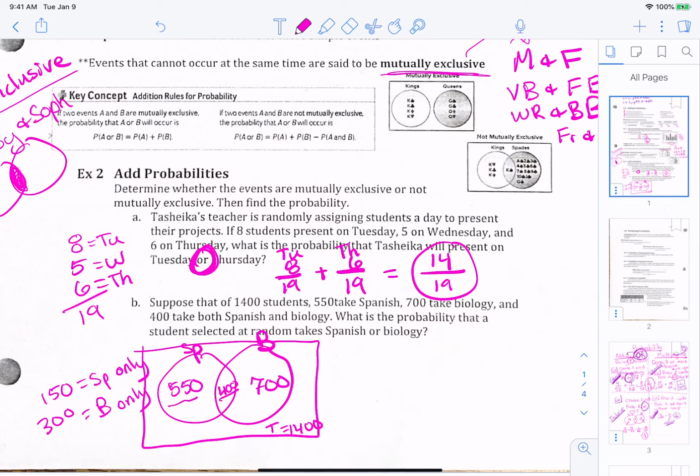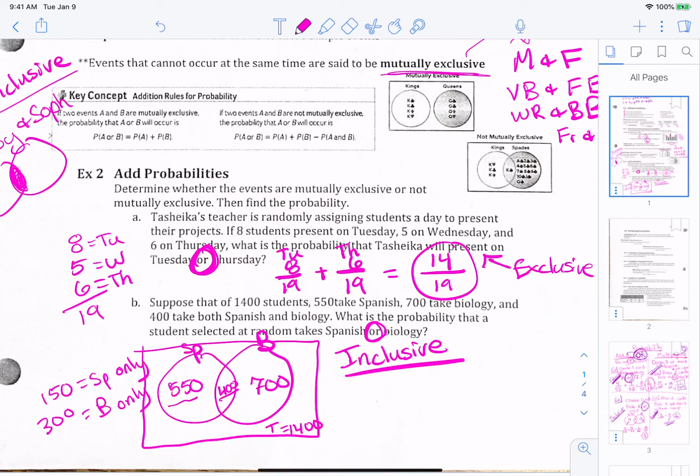All right, what is the probability that a student selected at random takes Spanish or biology? There's that or. But you can take Spanish and biology at the same time, so these are inclusive events. We have something that we have to subtract out. This problem up here was exclusive.